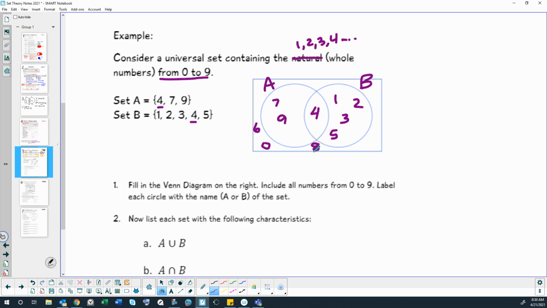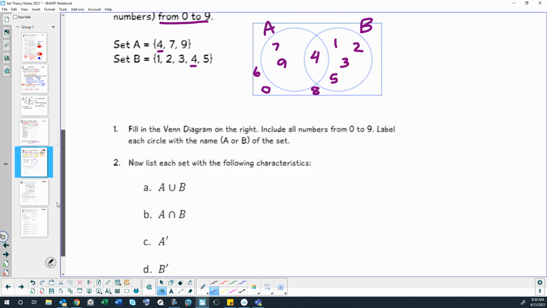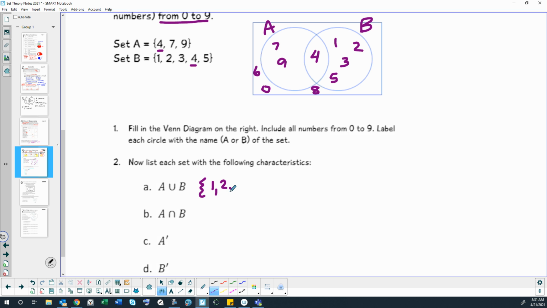Okay, number 1, fill in the Venn diagram, include all the numbers from 0 to 9, label each circle with the name A or B of the set. So I did that. Now we're going to list sets with the following characteristics. So we want the union of set A and B. The union of sets A and B would include all of the numbers in set B and all of the numbers in set A.